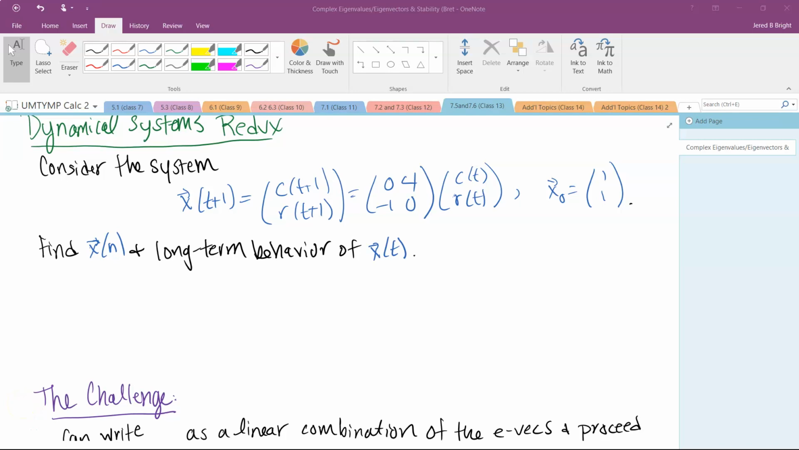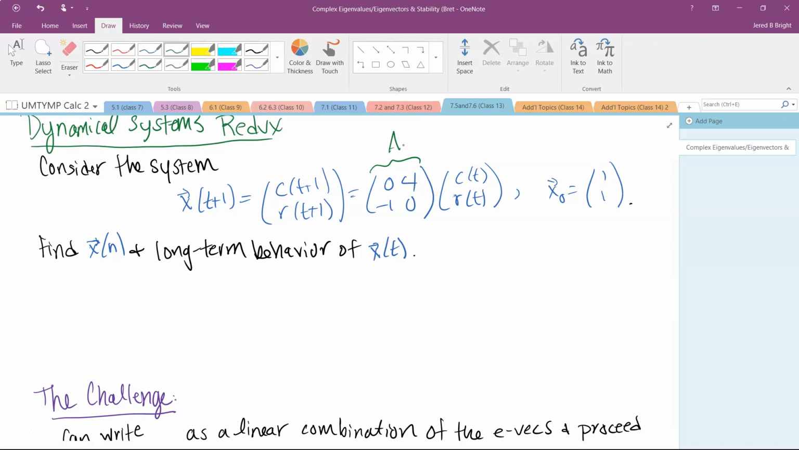Welcome back, and now we want to look at dynamical systems and see how they behave when they have complex eigenvalues and eigenvectors. Okay, so here's a system, and again we're in the Coyote and Roadrunner context, that's just the notation we're using. We have a matrix A, which is 0, 4, 1, 0. We want to find xn and then look at the long-term behavior of x of t as we iterate through.